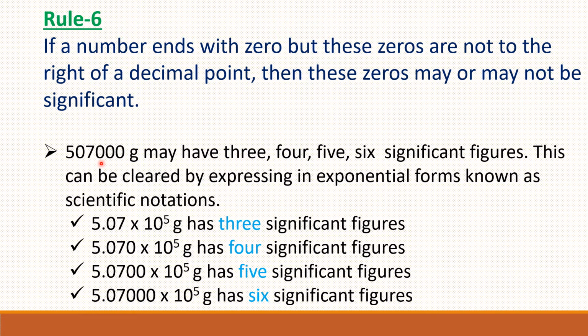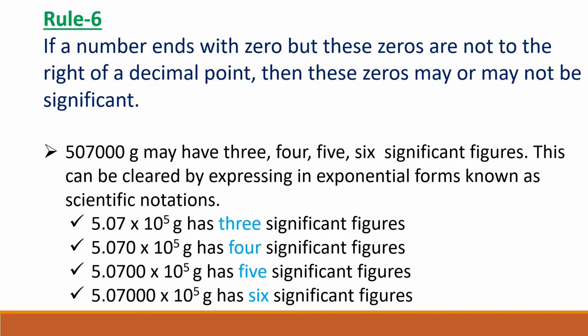In this way, whenever there is a possibility to express a number in exponential form, the digits in front of the multiplication mark are considered significant. So 5.07 has 3, 5.070 has 4, 5.0700 has 5, and 5.07000 has 6 significant figures. This is all about significant figures.